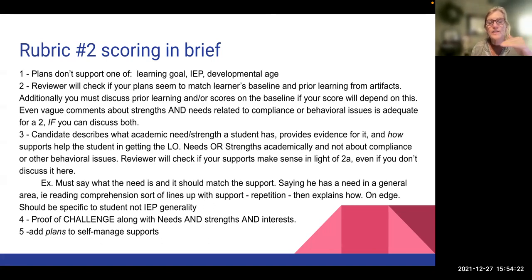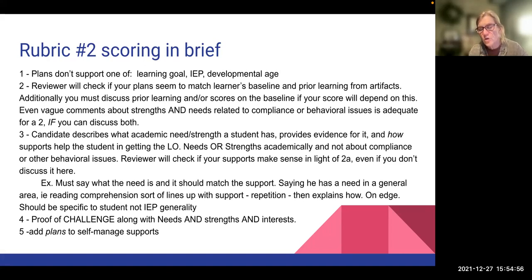To get a 4, you're qualitatively upping the challenge. So not only is it a need, it also is a strength and it's an interest. So you have to show evidence of 3 things, how you connected to those 3 things and how they connect to the learning objective. And you have to show that there's challenge. So in each of these areas, or at least in one paragraph, you have to explain how you're taking the student beyond what they could do on the baseline into something that they cannot do at present when they start doing the work with you.